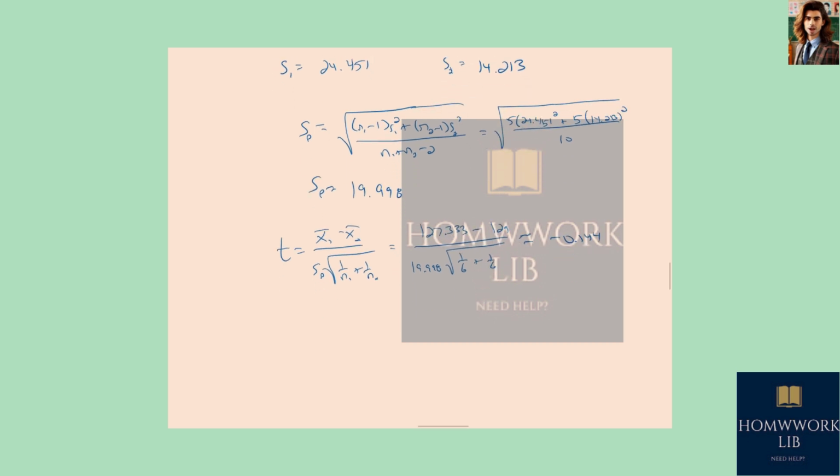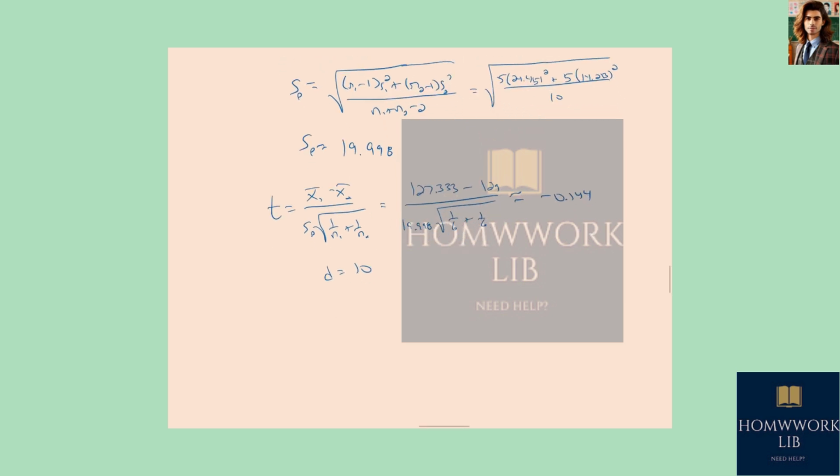The degrees of freedom is going to be 10. That's subtracting 1 from each sample of 6 and adding those together. And the critical t for 10 degrees of freedom at a level of 0.01 is positive or negative 3.1693.